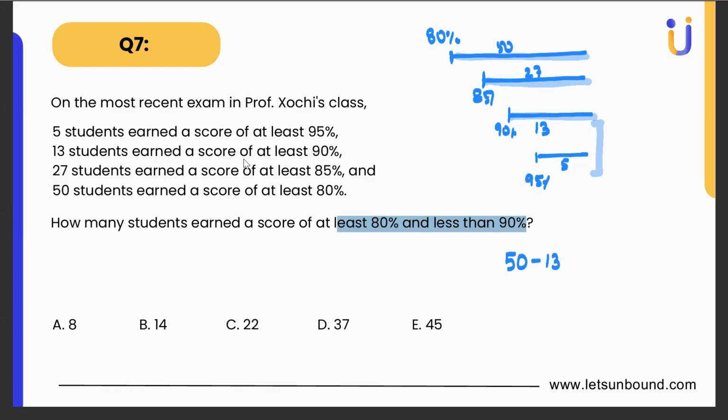Why am I not subtracting 5 out of my 50? It is because these 5 students are already amongst the 13, because it says 90% or more is scored by 13 and 95% or more is scored by 5. So in those 13 students, the 5 who are scoring above 95% are already included. So I take 50 and subtract 13 from it, which gives me the answer 37. So that is my answer, and I have to read the question carefully when it says at least or less than. To understand the meaning of these types of words is very, very important.